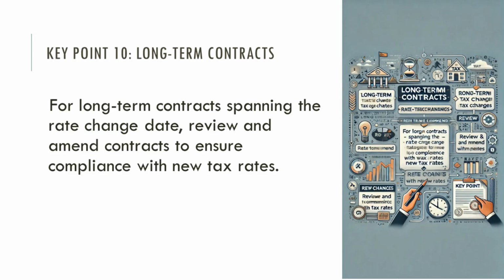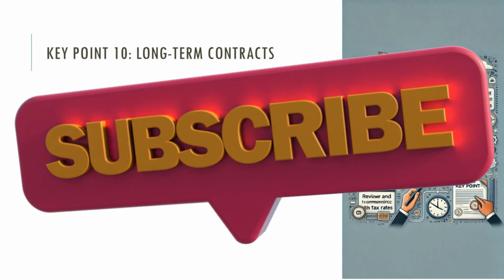Question 10. How should businesses manage contracts that span across the rate change date? Consider a long-term contract signed on March 1st at an 18% tax rate, but the rate changes to 28% on April 1st. Answer. Businesses should review and amend contracts to ensure compliance with the new tax rates as per Section 14. Supplies and payments made before the rate change will use the old rate, and those made after the change will use the new rate.